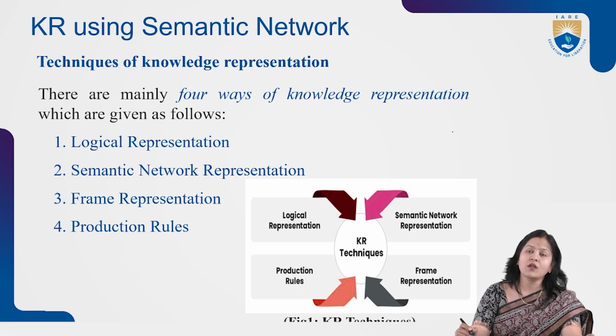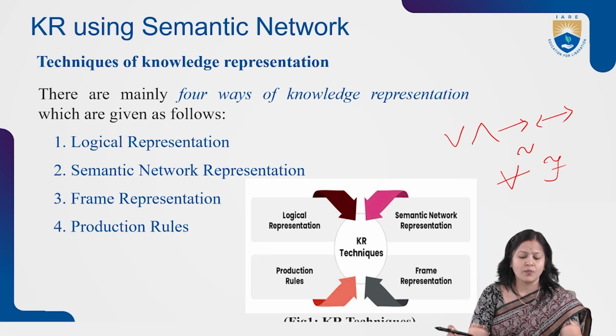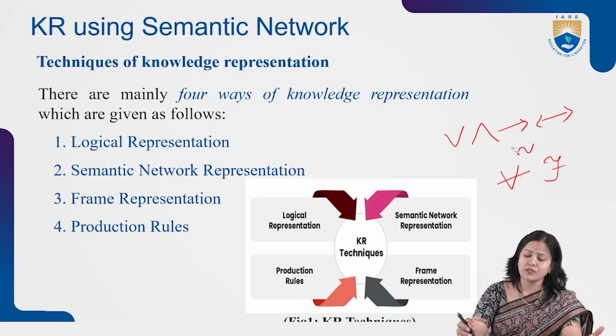Especially in propositional logic, we use various connectives like disjunction, conjunction, implication, double implication, and even negation. These are the symbols we use in propositional logic. In predicate logic, along with these symbols, we use 2 more quantifiers, the universal quantifier and the existential quantifier. All these symbols are very difficult for the user to represent our natural language. So to overcome this problem, we go for semantic network representation.